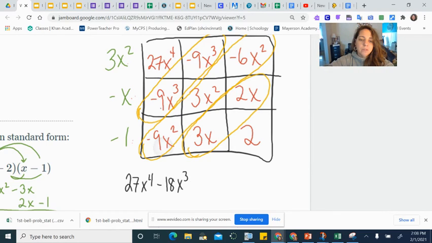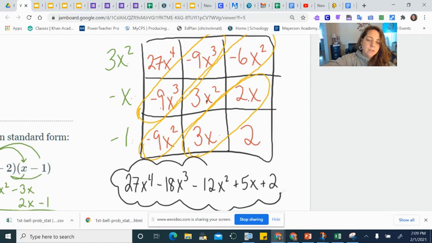And now I've got to do this row. So -9x squared plus 3 be -6x squared, right? -9 plus 3 is -6. And then we're going to do another -6. So that is -12x squared. Then 3 plus 2 is 5x. And then 2. Holy moly. That one was so fun.